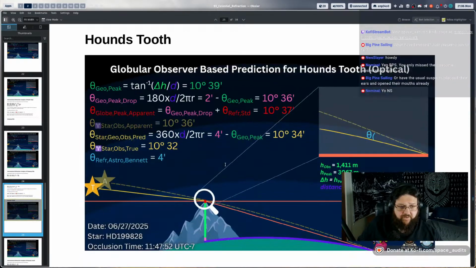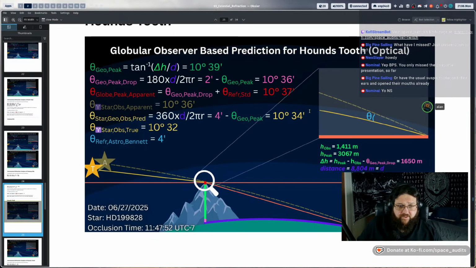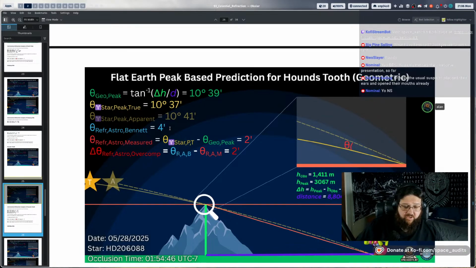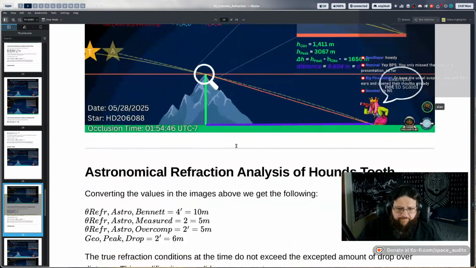So the observed prediction for Houndstooth here, we have Rise over Run gives us 10 degrees, 39 arc minutes. For the globe, we get 10 degrees, 36 arc minutes. For the time of occlusion, we have 10 degrees, 37 arc minutes. And for the refraction conditions, as per Bennett's prescription, we have 4 arc minutes. The measured difference at occlusion was 2 arc minutes. Dude, they're like formulaically just double us every time. It's hilarious. Overcompensation factor was by 2 there.